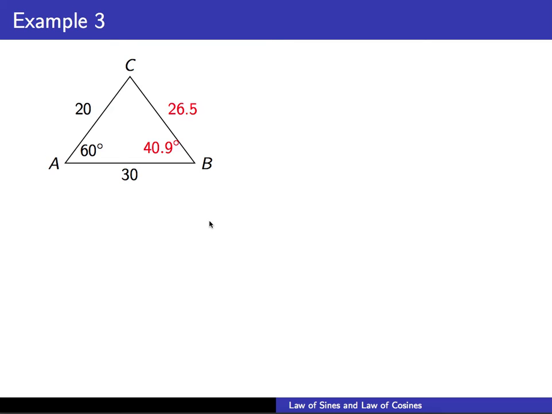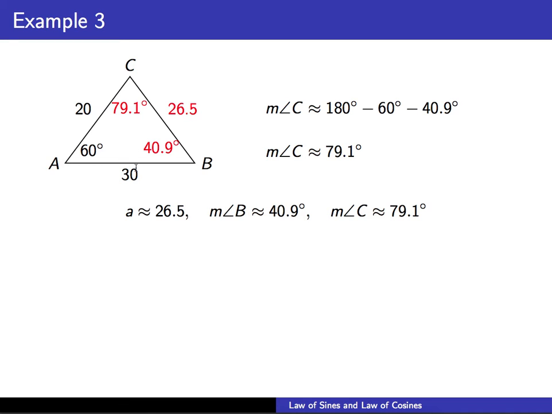And again, we can check to make sure that seems reasonable. 40.9 is smaller than 60. The side opposite 40.9, 20, is smaller than 26.5. So at least that works out. Now to find angle C, it's going to be 180 degrees minus 60 minus 40.9. We could do the cosine of C part, but because we already have two angles of the triangle, why not just use the triangle angle sum? And we get angle C is about 79.1 degrees, which, because it's across from the longest side, it should be the biggest angle, and it is.